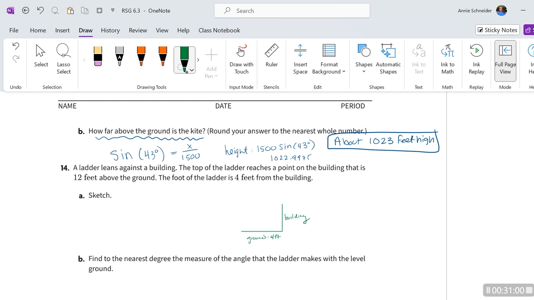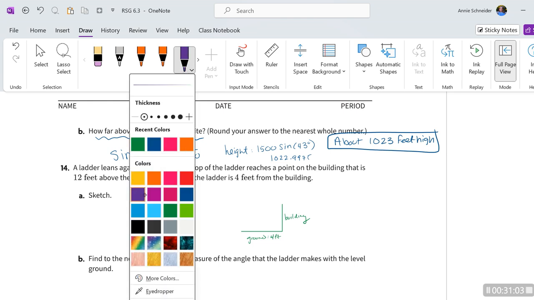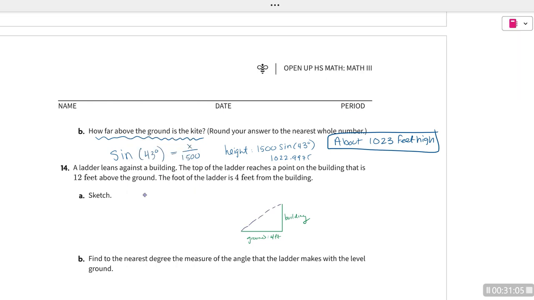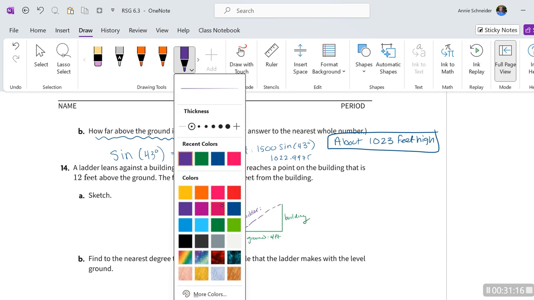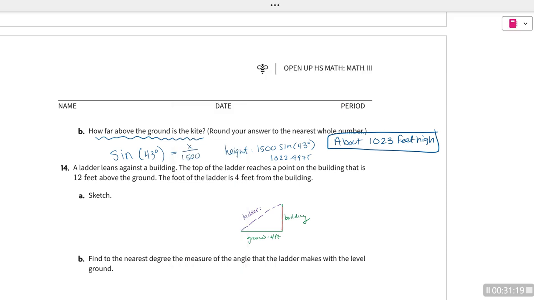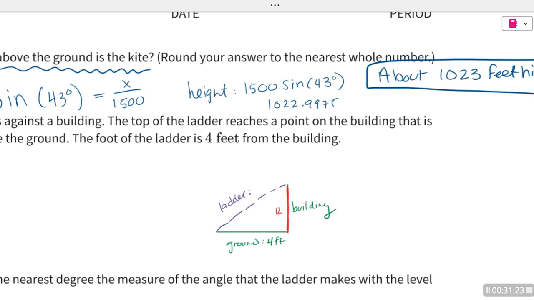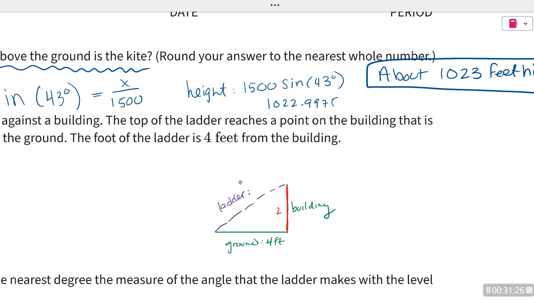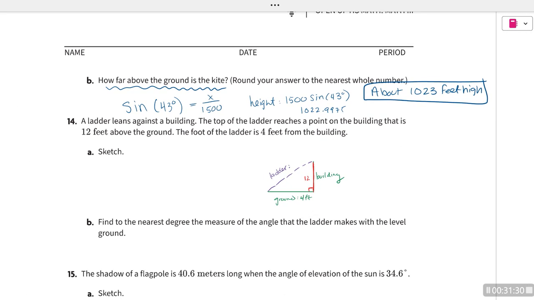So let's draw in our trusty ladder. So here is our ladder. It's leaning. Okay, so the top of the ladder reaches the point of the building that's 12 feet above the ground. So we know this height from the top of the ladder, it's a building right here to the ground. We know that that's 12. We also can go ahead and assume that this building is structurally sound and it forms this 90-degree angle. So there is our sketch.